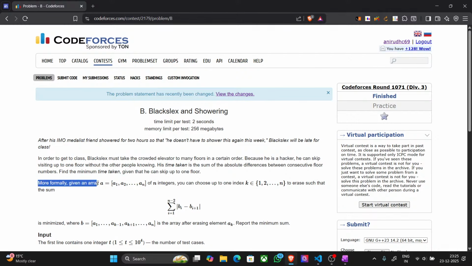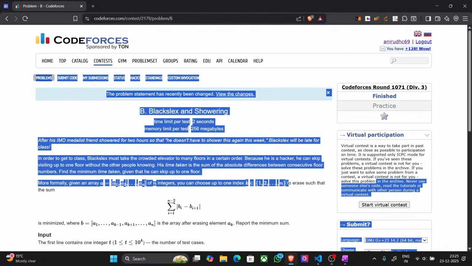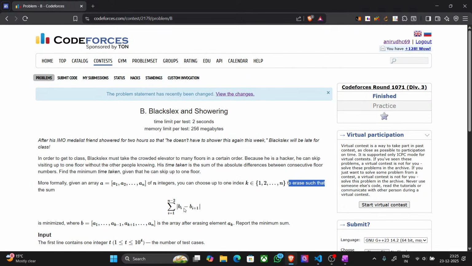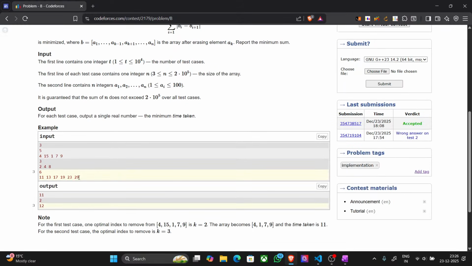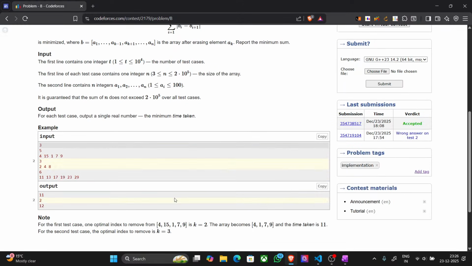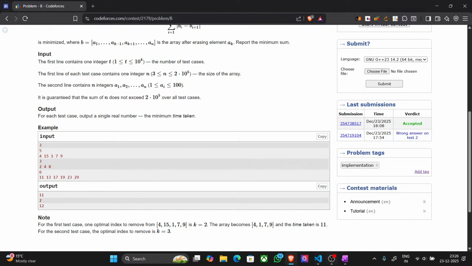More formally, you are given an array a1 to an of n integers. You can choose up to one index, any index k, to erase such that the summation of absolute value of bi minus bi plus 1 is minimized. Okay, so we have to report the minimum sum. We can take any example for this. I will take this: 11, 13, 17, 19, 23, 29.